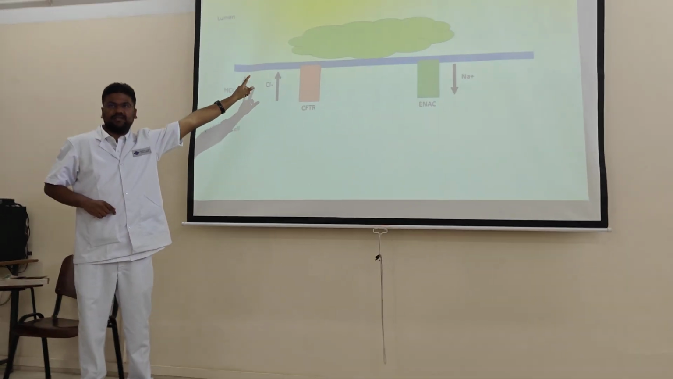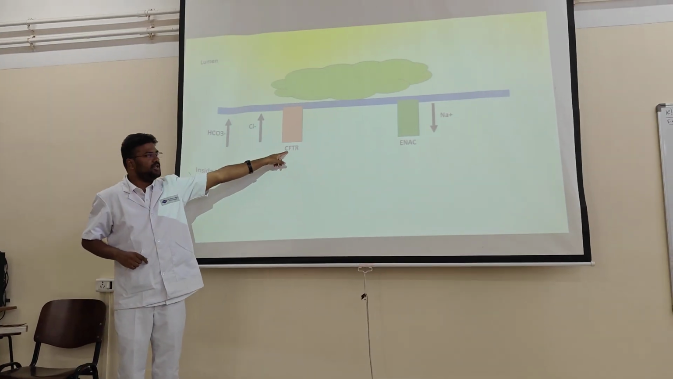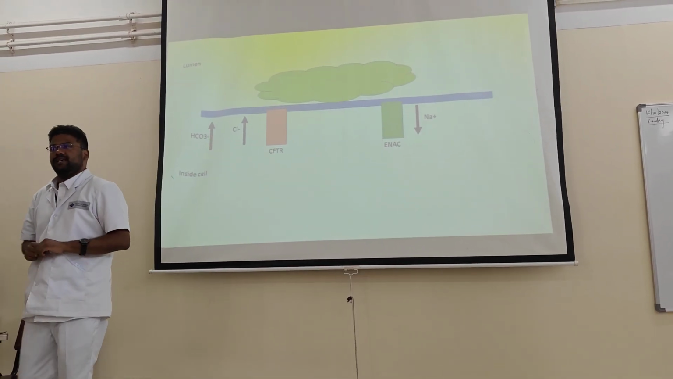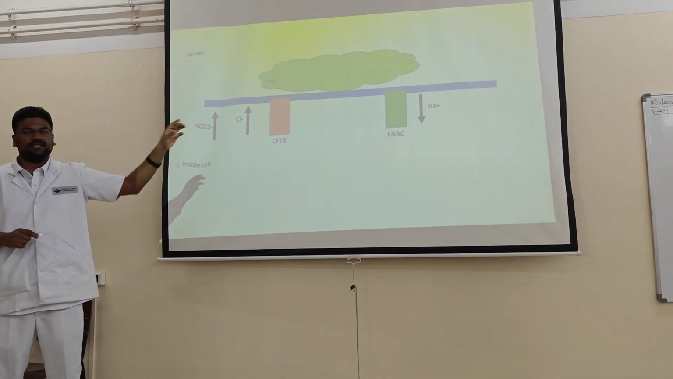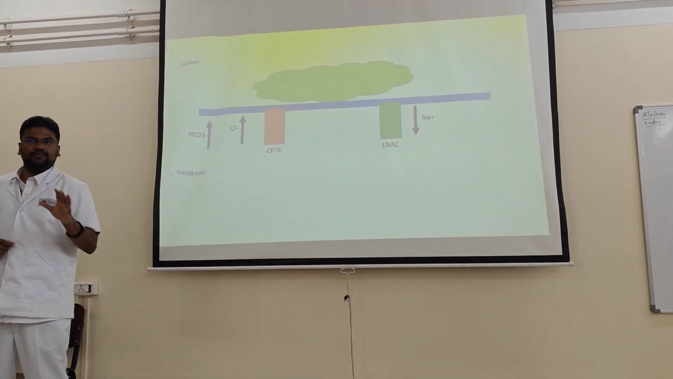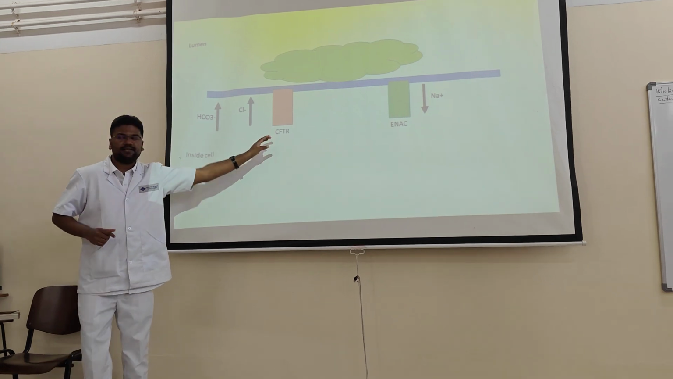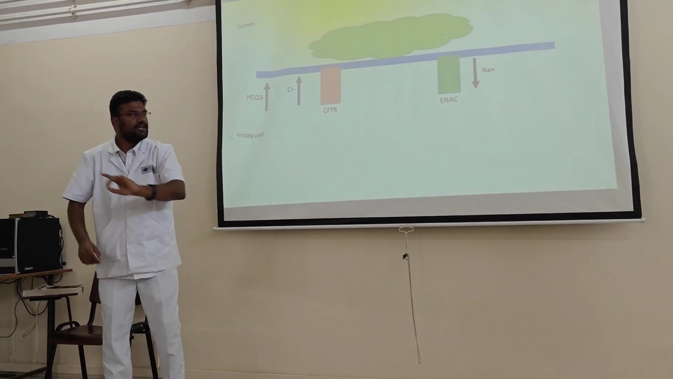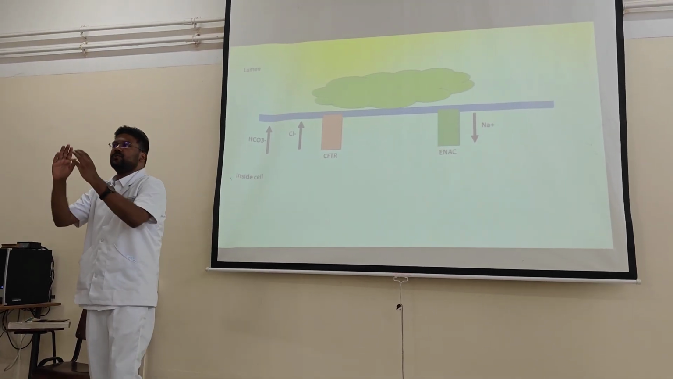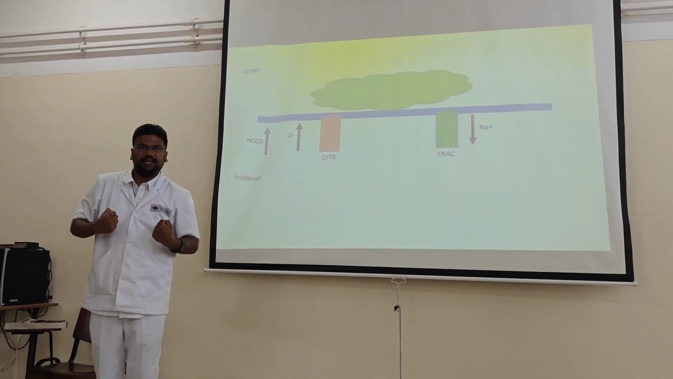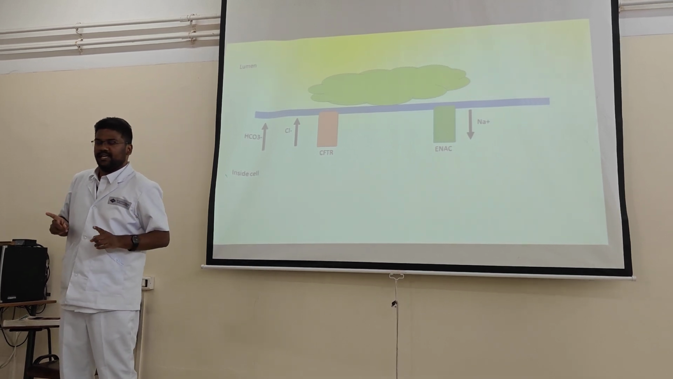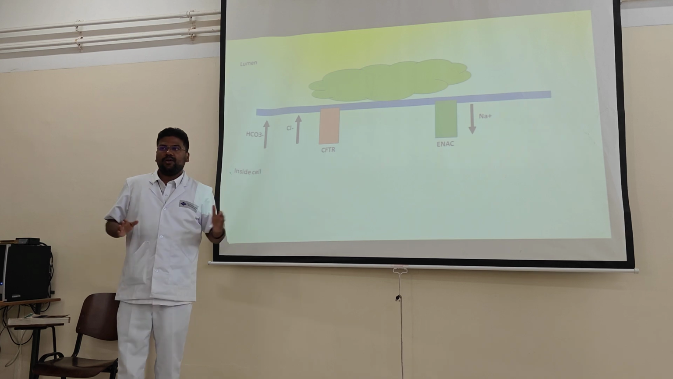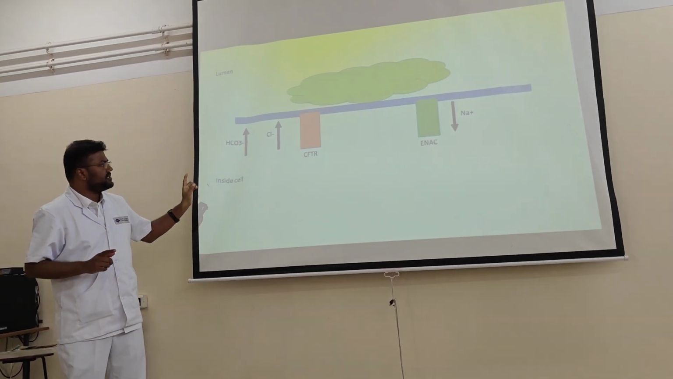This blue line here is the mucosa. This is the CFTR protein and this is the epithelial sodium channel. E is for epithelial, C is for channel, Na is natrium, which is the elemental name for sodium. Okay? CFTR is responsible for taking chloride from inside the cell and pushing it outside the cell. ENaC is responsible for taking sodium from outside the cell and taking it inside. Now, if you remember from physiology days, sodium and chloride are osmotically active, which means wherever they go, water will flow. Okay? Next slide, please.